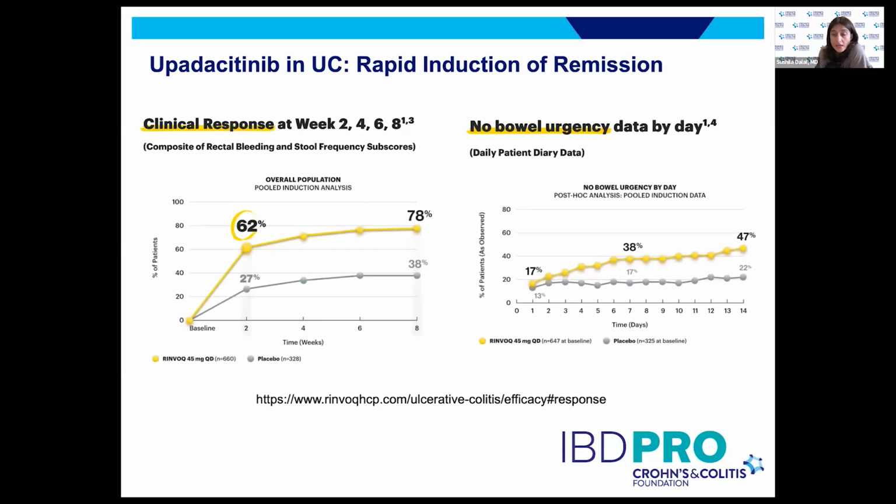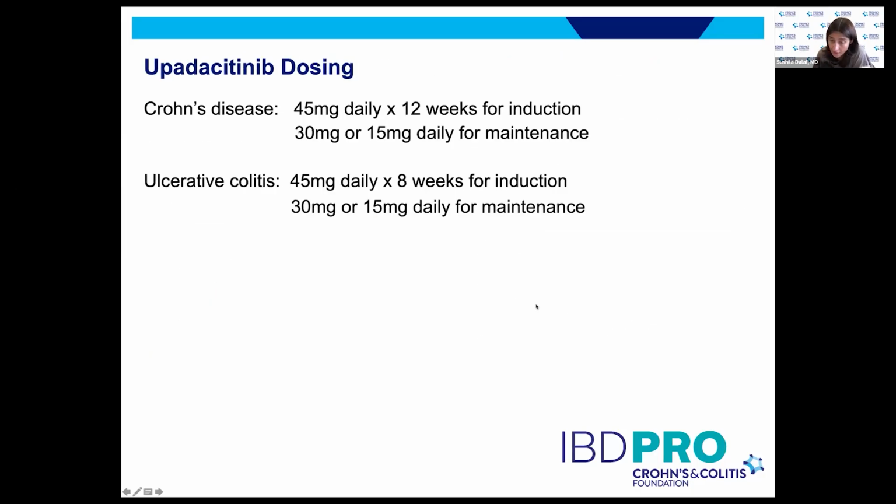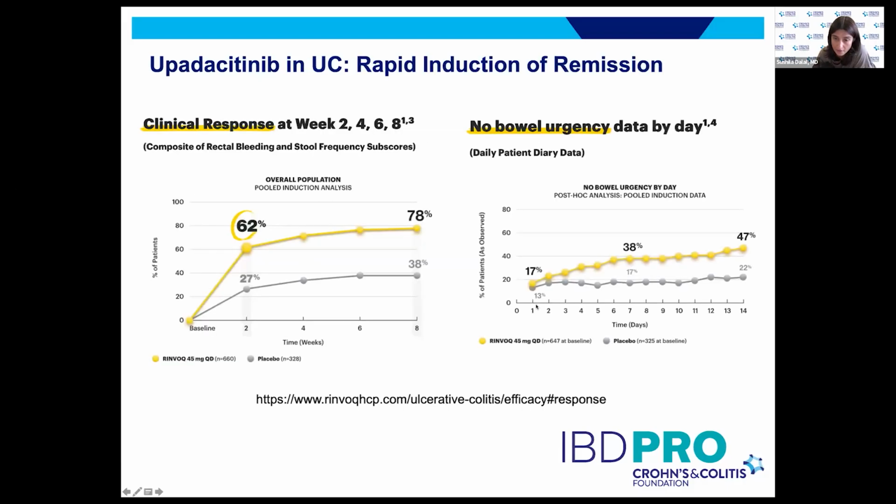Okay, so this is data for upadacitinib, and this really just speaks to the quickness with which it works. This is day-by-day data for bowel urgency. This came from the patient diaries in the clinical trials, and this was how patients felt their urgency was doing on a day scale. And you can see here, day by day, patients were seeing improvement. So that is really quite quick.